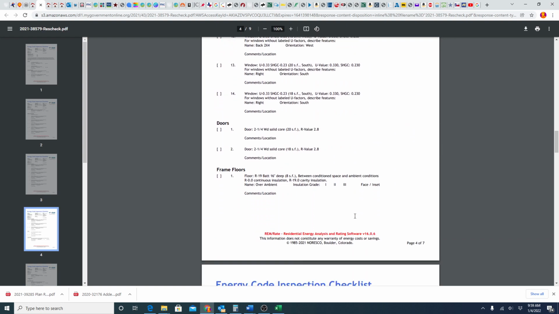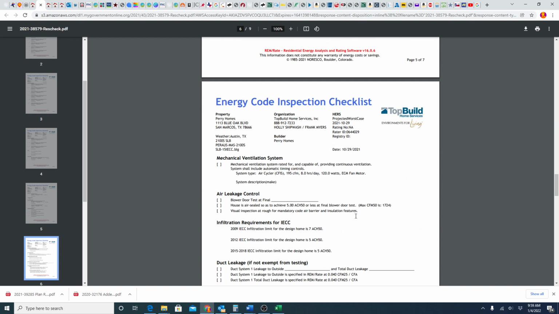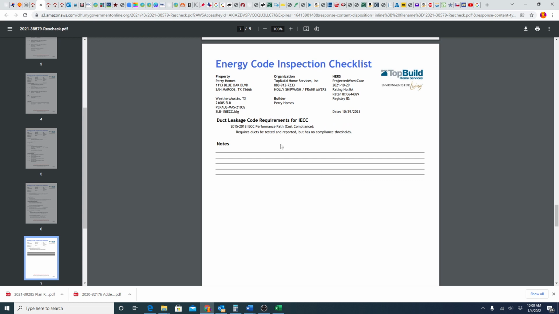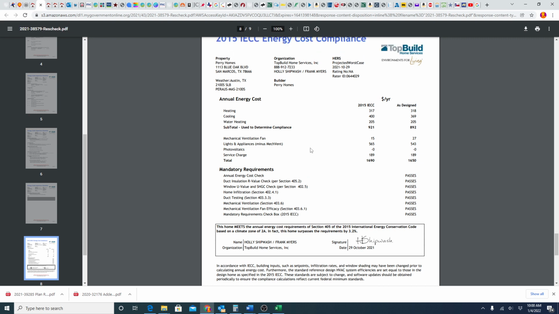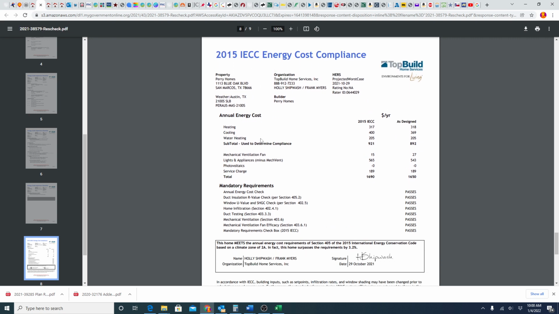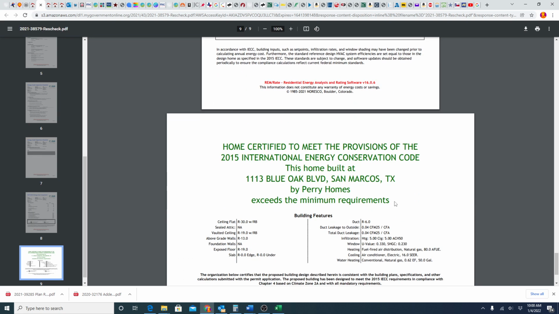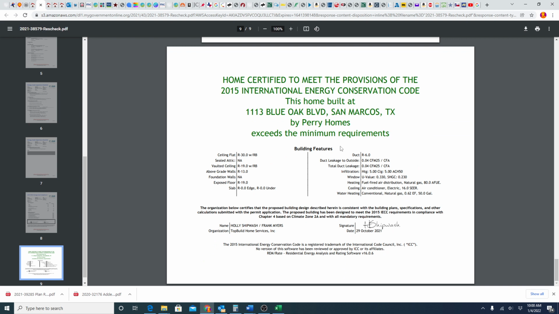There's a whole lot of information to go through. What you're going to be looking for is if it passes the code. So you'll look for the code compliance, you'll look for proper insulation values, and you'll make sure that all these sections pass. So essentially right now we have a good REM/Rate. This is a good example of a REM/Rate. And also you'll want to verify all of these values in the field.